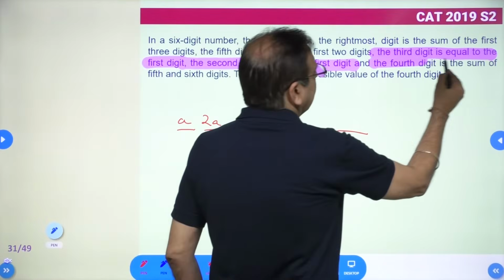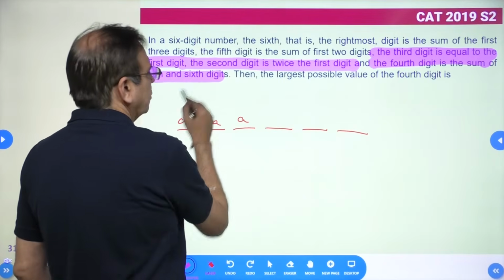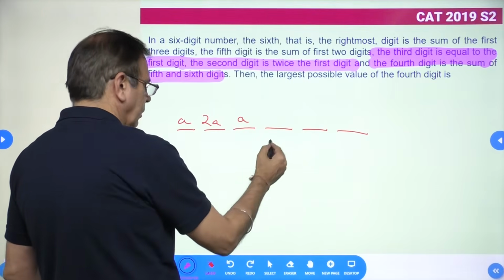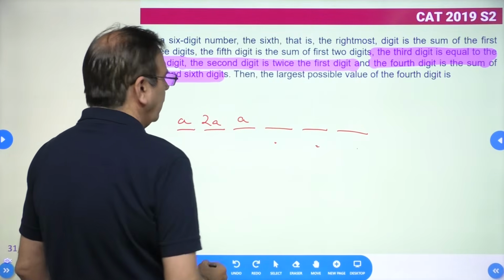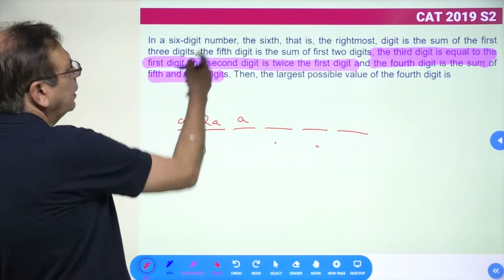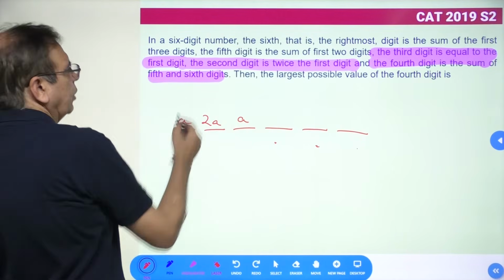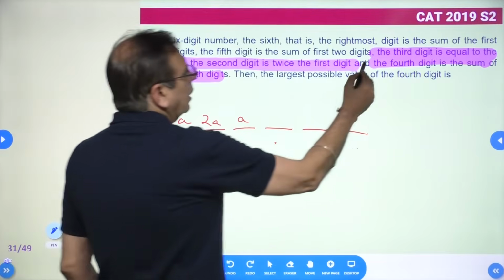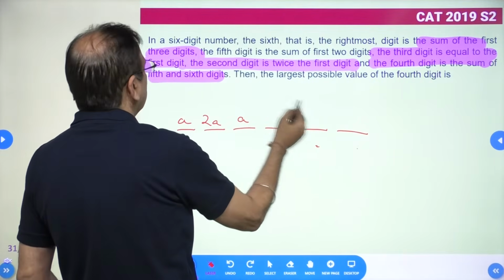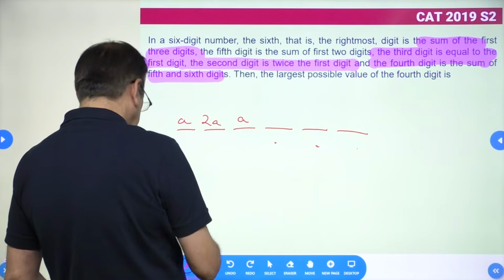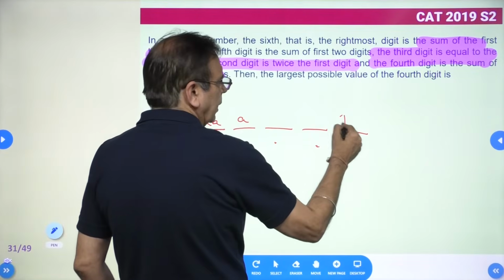And the 4th digit is the sum of the 5th and 6th digit. Okay, we'll come to that. Let's look above, there was something else. In a 6-digit number, the rightmost digit is the sum of the first 3 digits. So this is nothing but A plus 2A plus A. So this is going to be 4A.